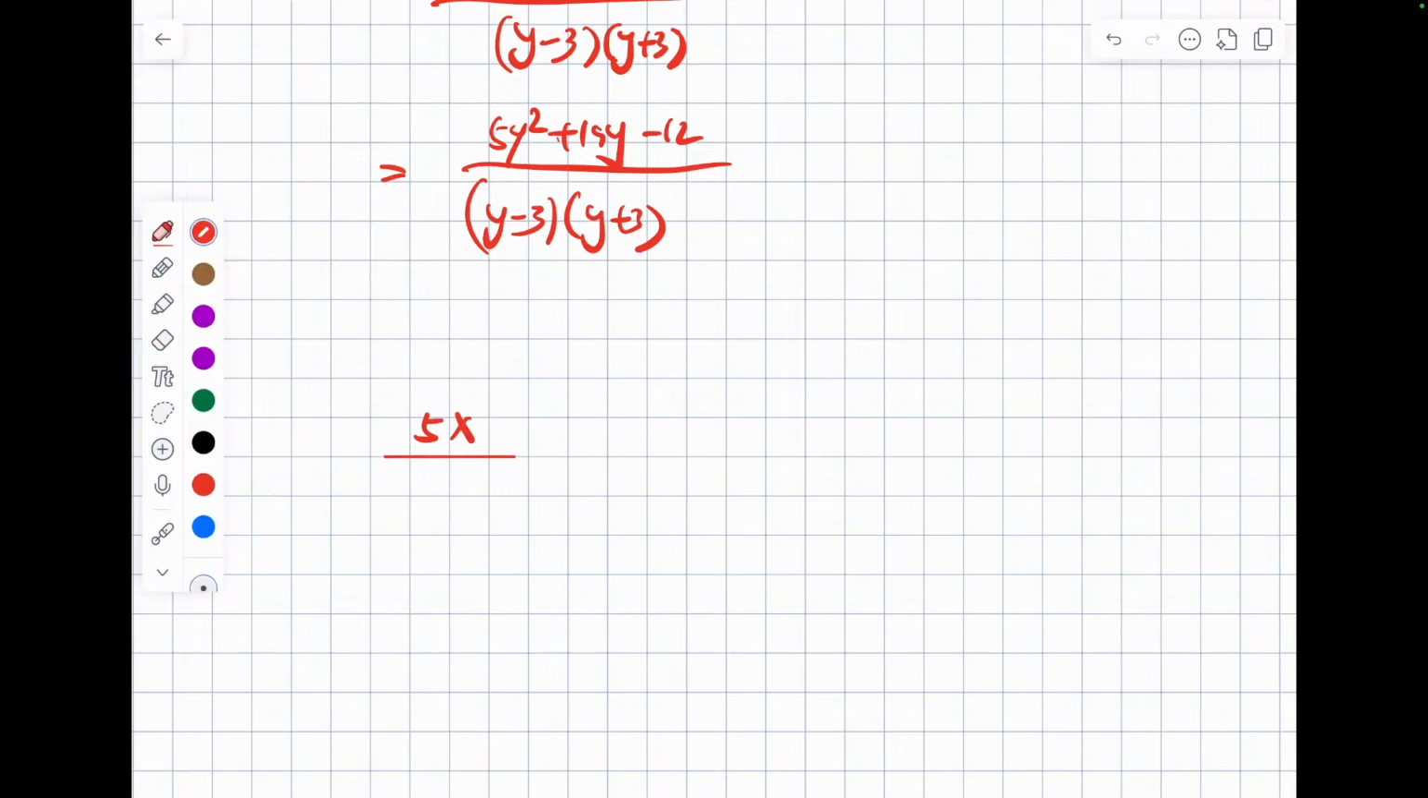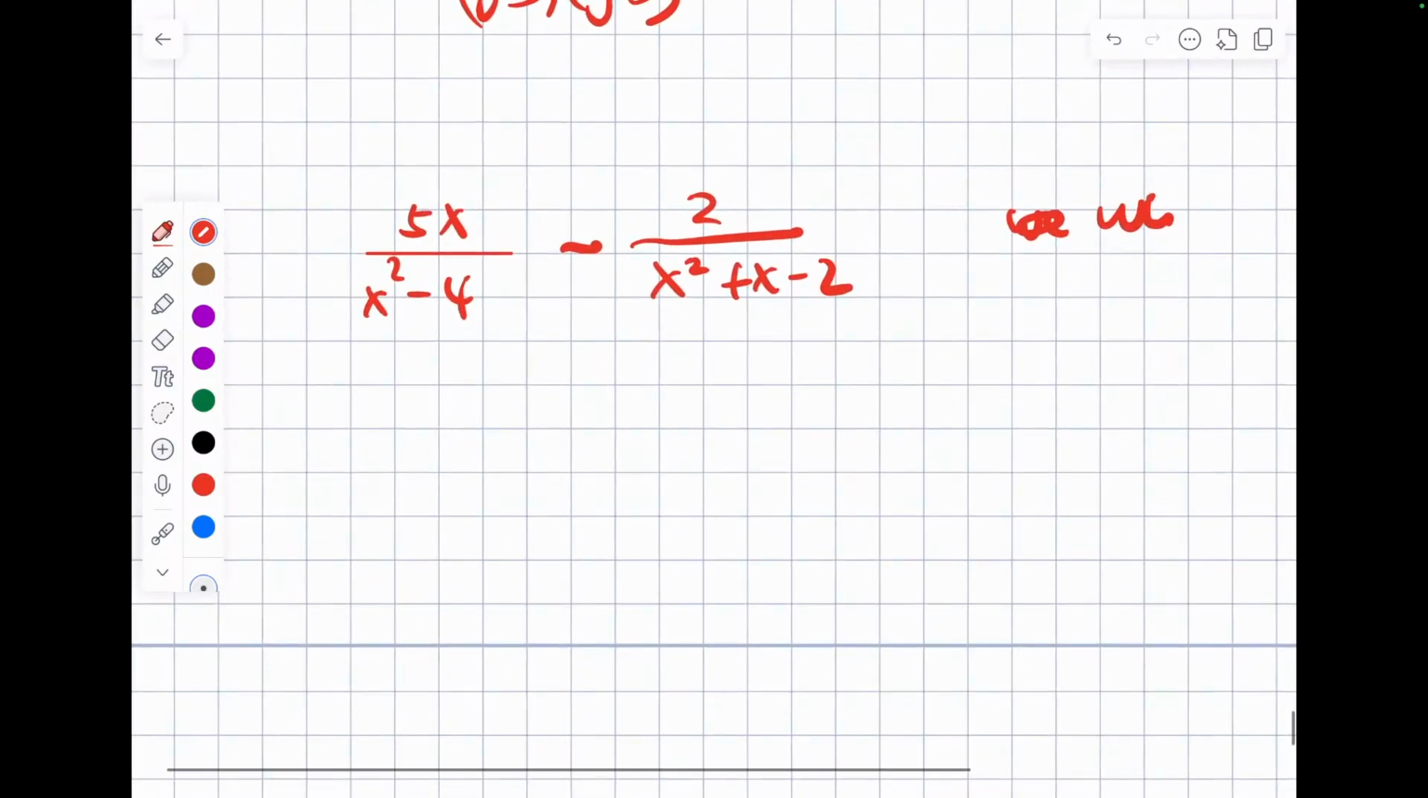So 5x, this is probably the hardest question on the test. Not hardest, but it's just a little bit hard. So 5x over x squared minus 4, minus 2 over x squared plus x minus 2. Now you do not want a common denominator as of right now. As of right now, it's really hard to pick a common denominator. We can do something first. So in this question, what should we do first? We factor the denominator. Good.